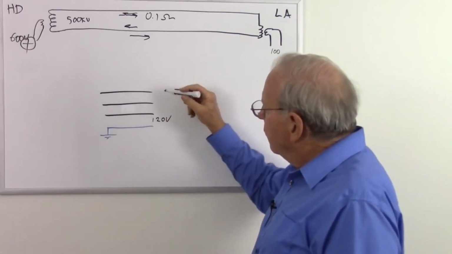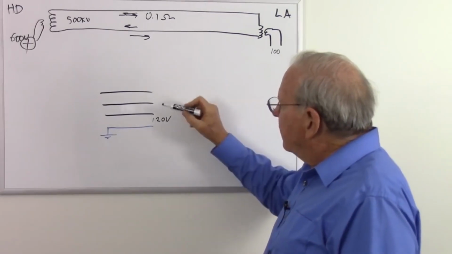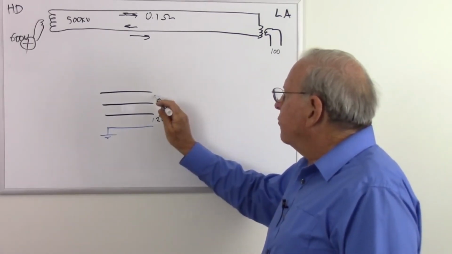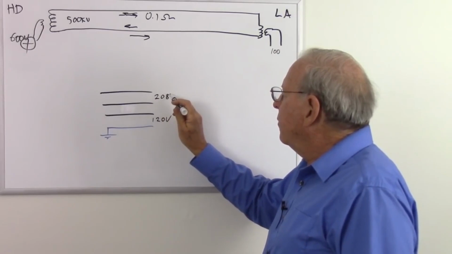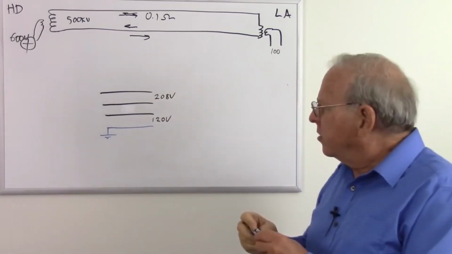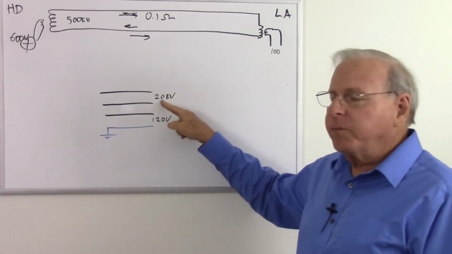But if you go between any 2 of the phases, we find that there's 208 volts between the phases. Why isn't 240 volts between the phases?